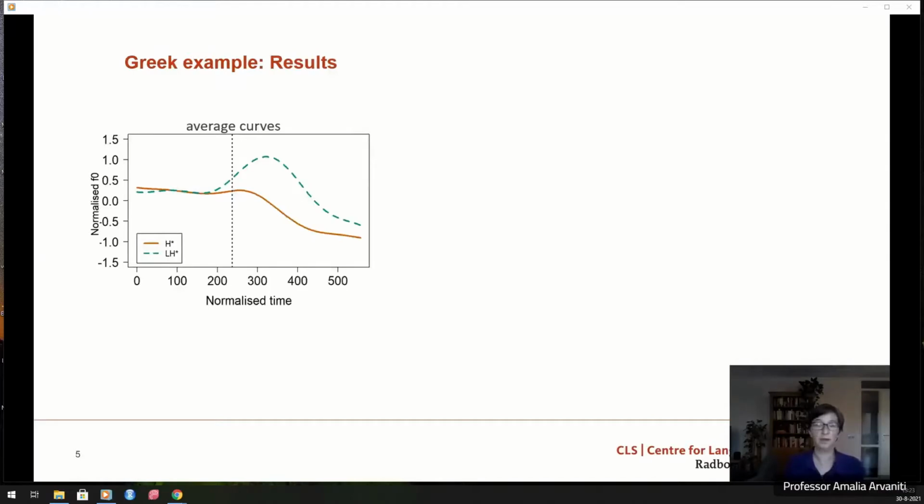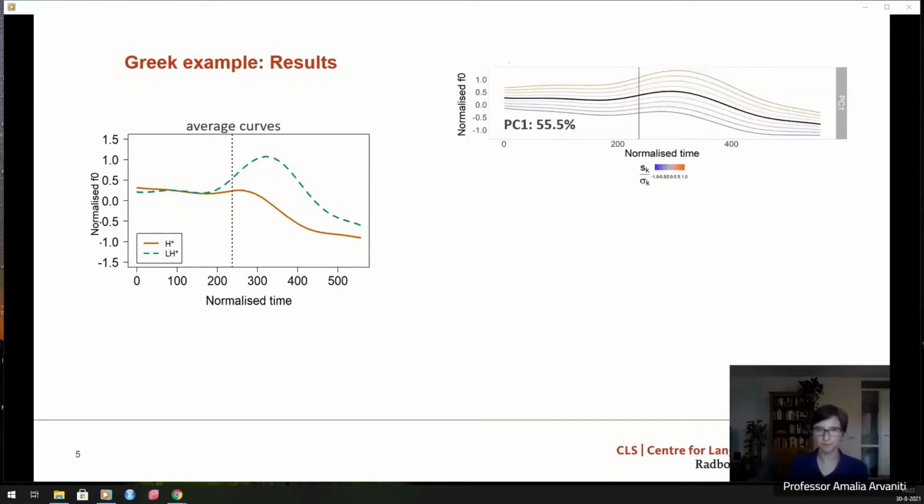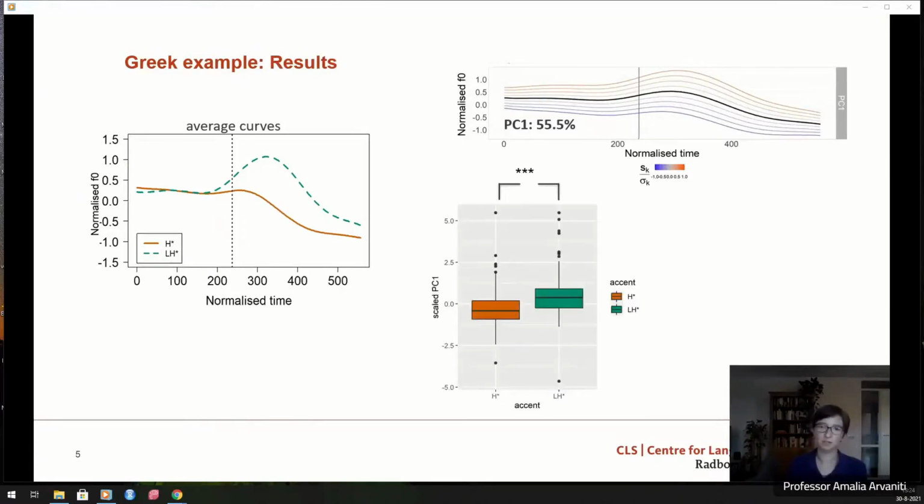Okay, so we're going to now interpret the results in terms of our LH* and H*. What we did is we used those scores that I just discussed, and we ran LMERs to see if they were significant in terms of accent. So here I have the average curves for reference, just to keep those in mind. Again, we're going to start with PC1, which, as we mentioned, explains the difference in the height of the curves. And here in this plot, you'll see the scaled PC score. So these are Z-scores. A scaled PC score of 1 corresponds to the darkest red line in our PC plot in the upper right corner. And our stats revealed that LH* has higher PC1 scores than H*. So overall, the LH* has higher overall F0 curves.